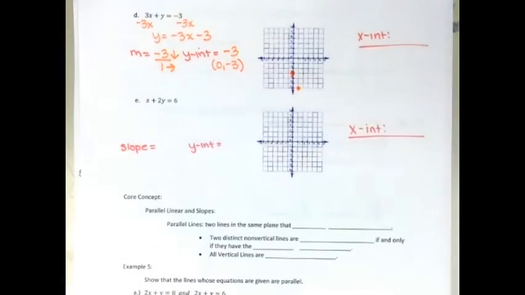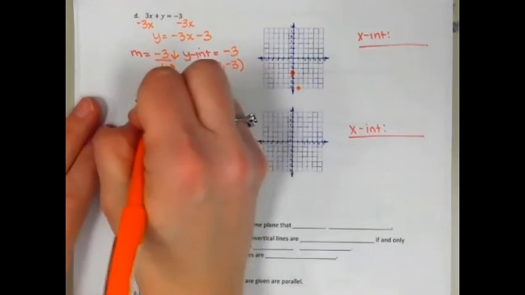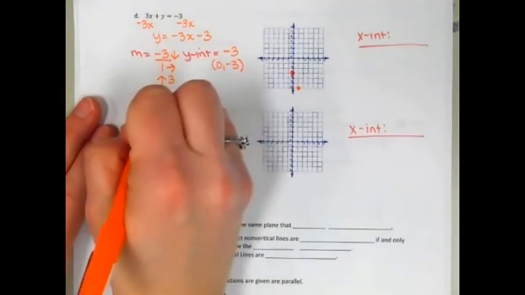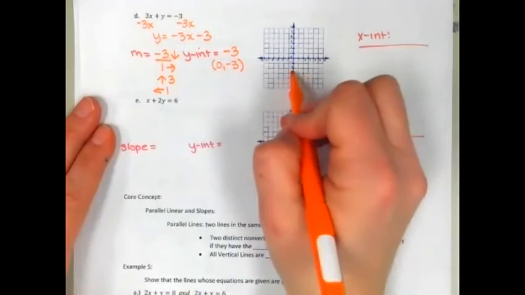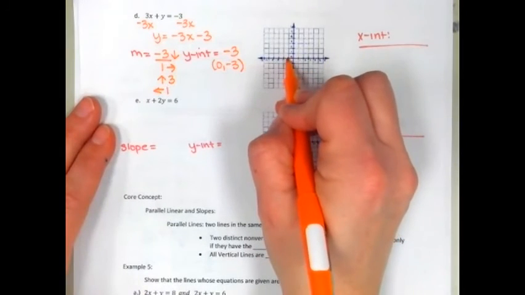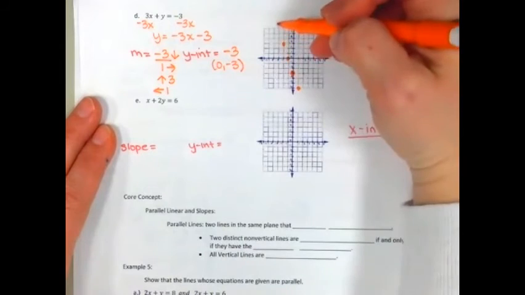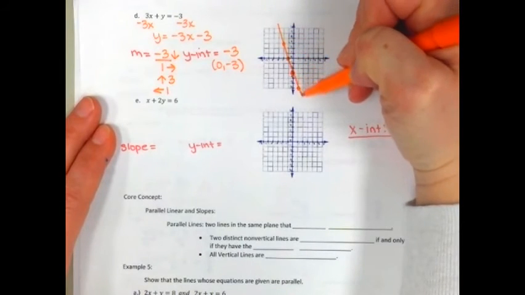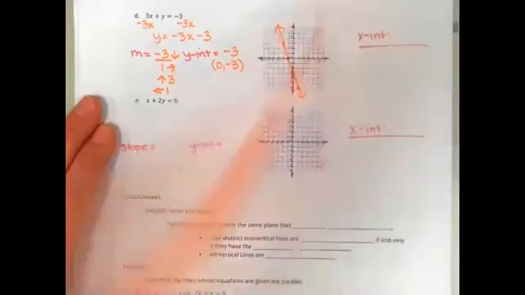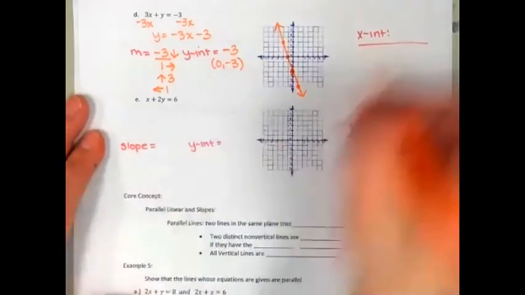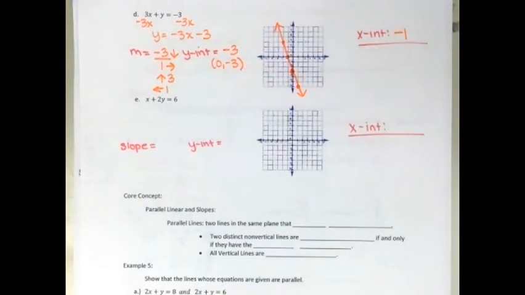I ran out of room, plus I didn't see the x-intercept. So how do I reverse that? Go up 3 and to the left 1. So up 3, left 1. Now did we cross the x-axis? Yes. And where did we cross the x-axis? Negative 1. Great.